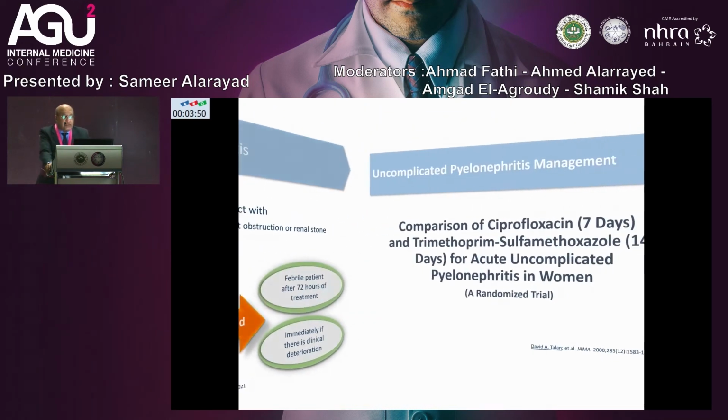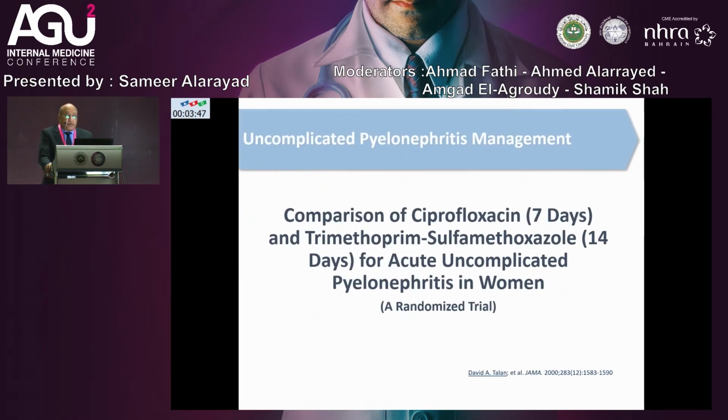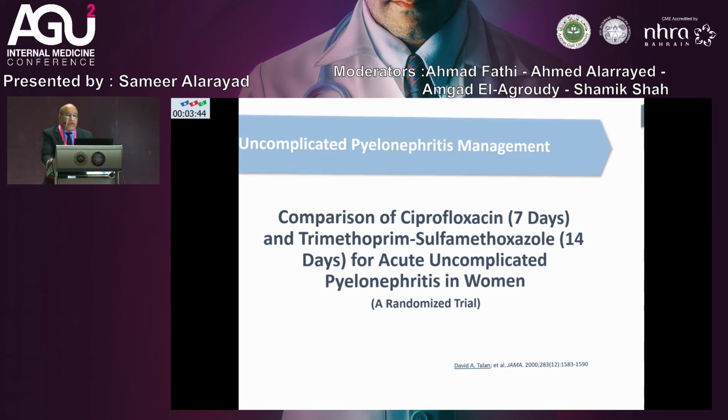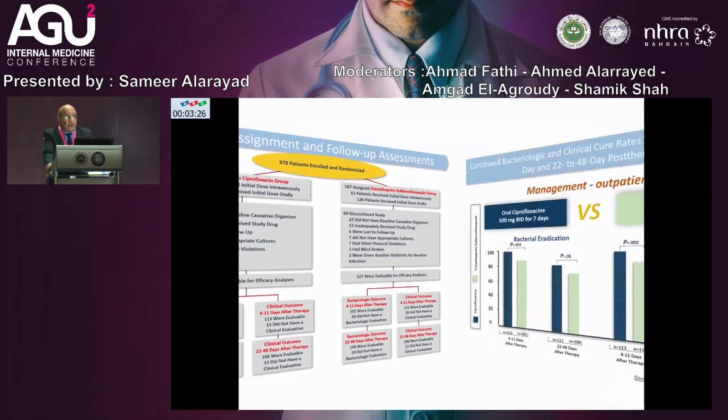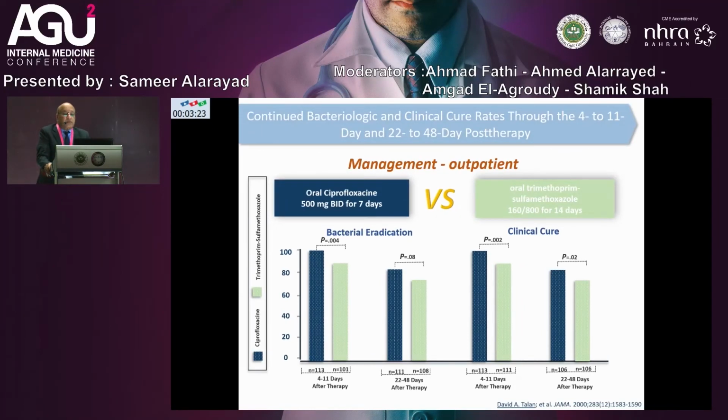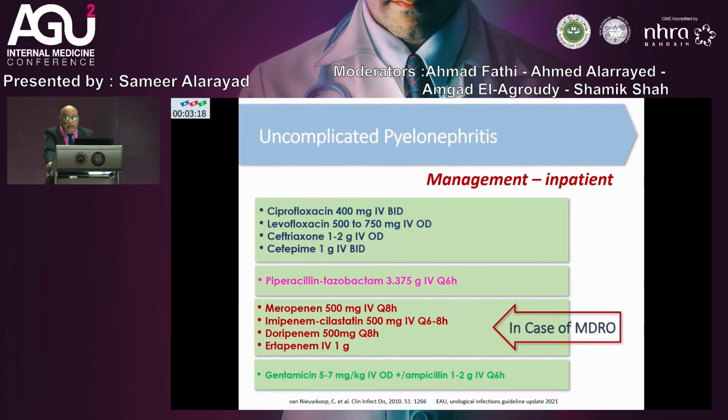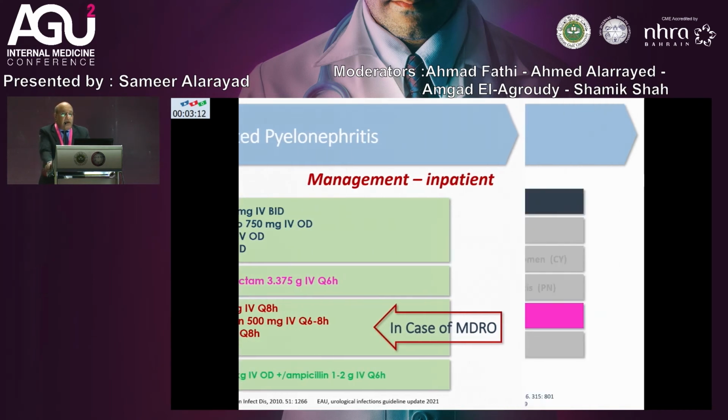Sometimes we might do a CT or excretory urogram for a sick patient or a patient who is not responding to antibiotics after 72 hours. This study shows the comparison of ciprofloxacin with Septrin or Bactrim. If you look only at what is written in red, we are studying the clinical cure and the bacterial eradication for ciprofloxacin on one side and trimethoprim-sulfamethoxazole on the other side. And there is evidence of superiority of ciprofloxacin over sulfa. If the patient is sick, they need admission and a broad-spectrum parenteral IV antibiotic.